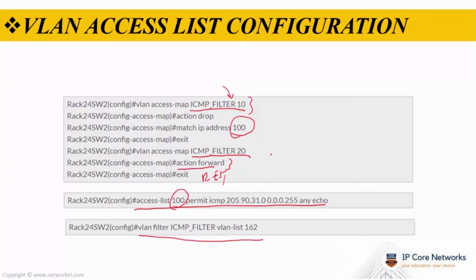So in summary, this VLAN access list drops the traffic for this IP address range and forwards the rest.